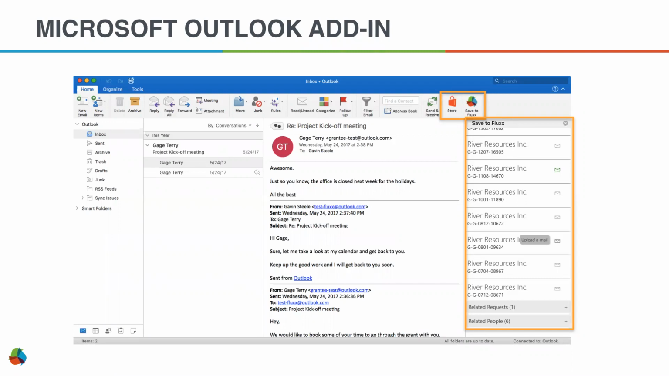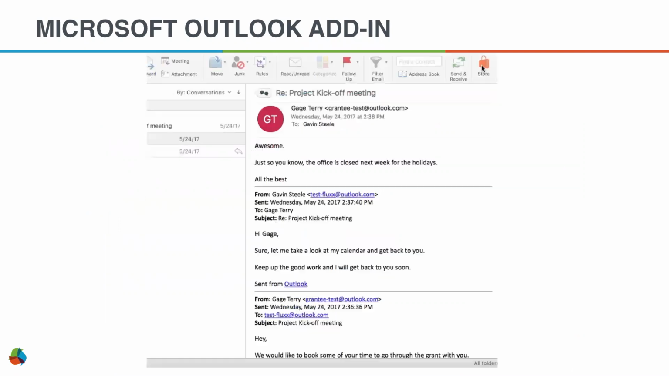So at this time, only these three models, which are grants, requests, and users, are available to connect to. We do intend to continue to add other models, transactions and reports, for instance, as we continue to develop the feature. So as promised, here's where you'll find the Outlook add-in in the Microsoft Store.